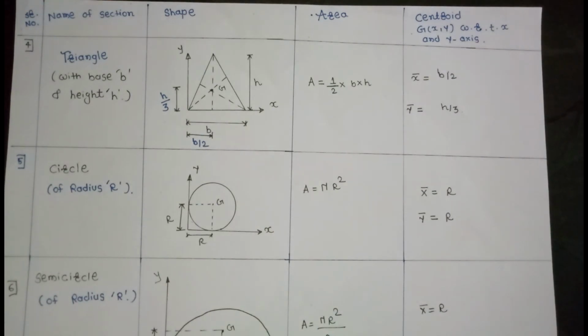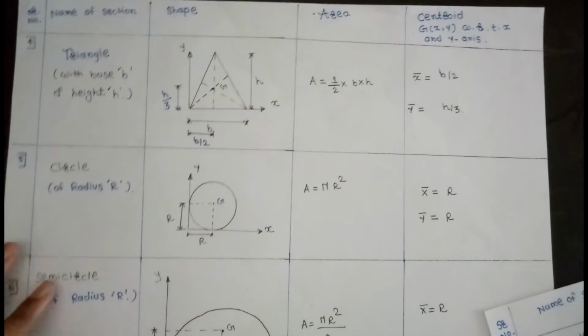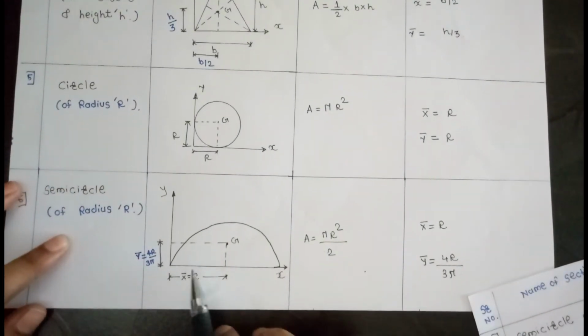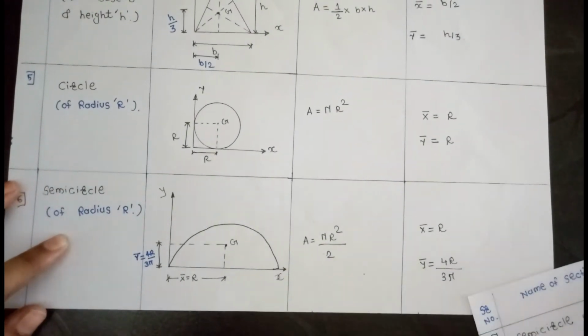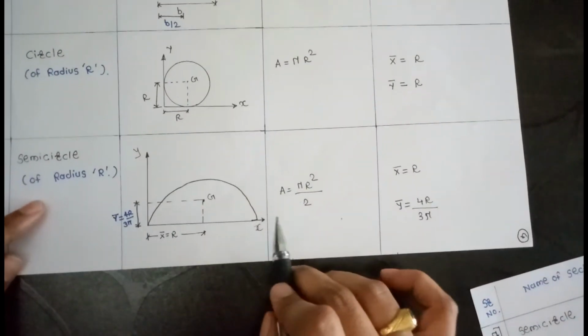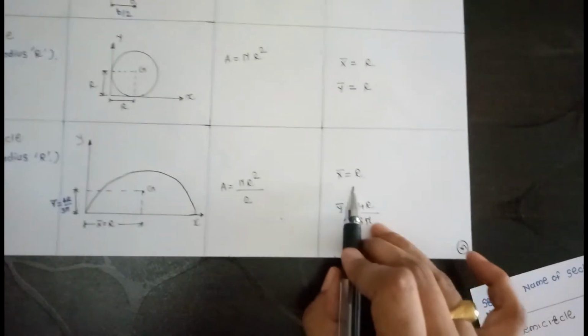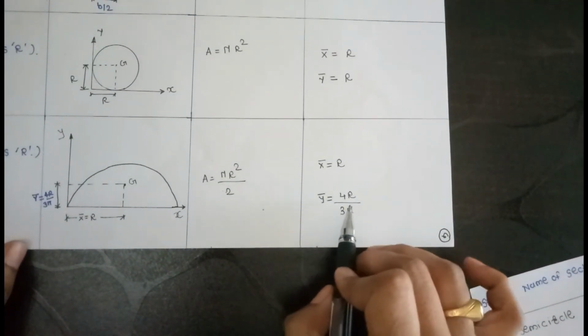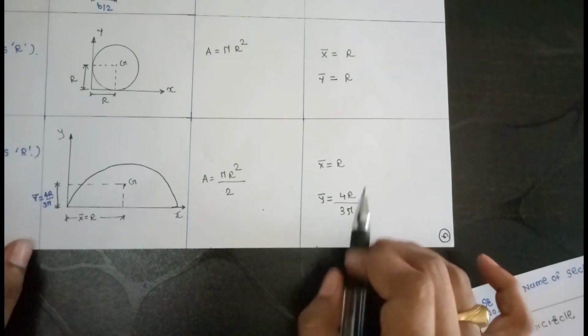Next common plane figure is the semicircle. This is the area of semicircle, and x bar is r and y bar is equal to 4r by 3 pi.